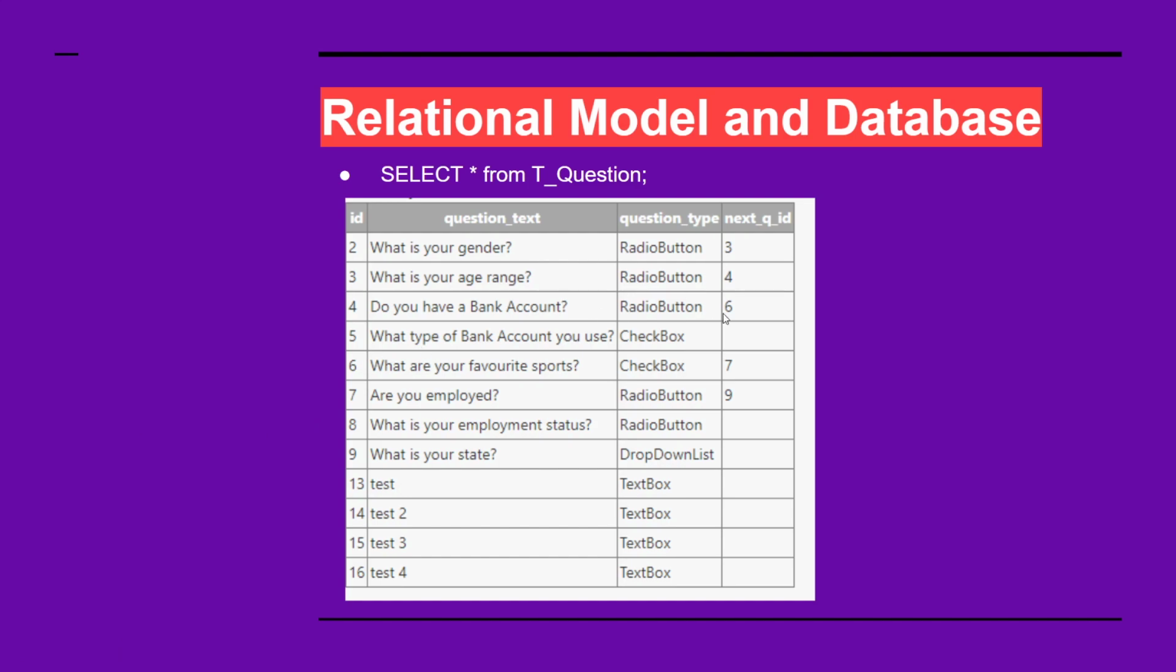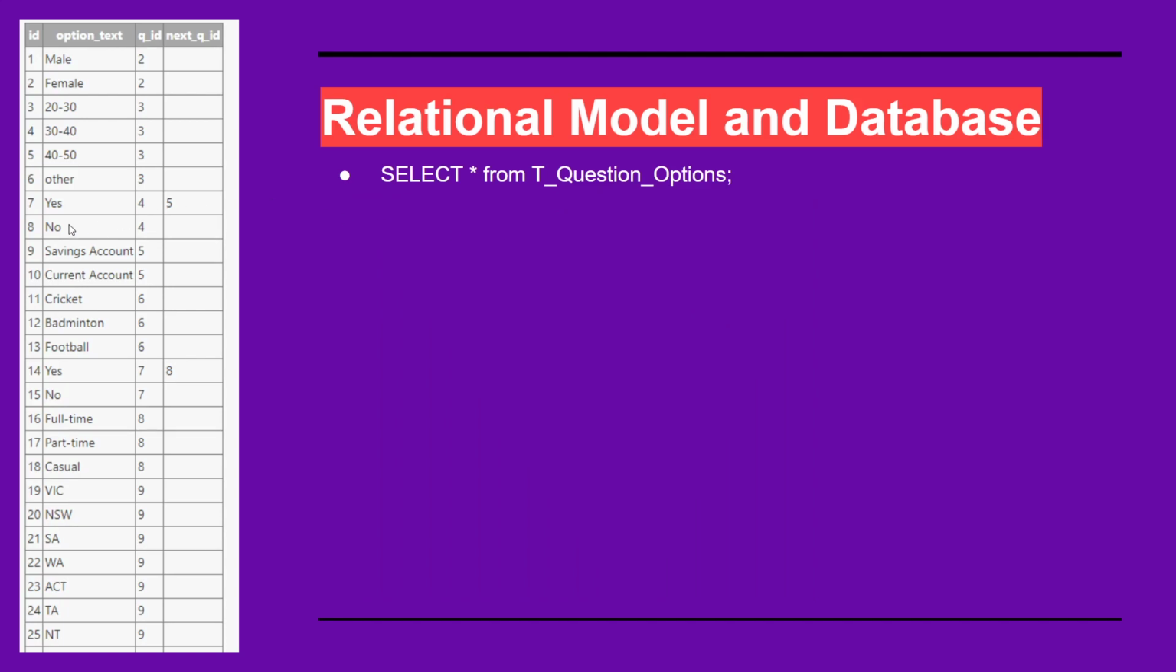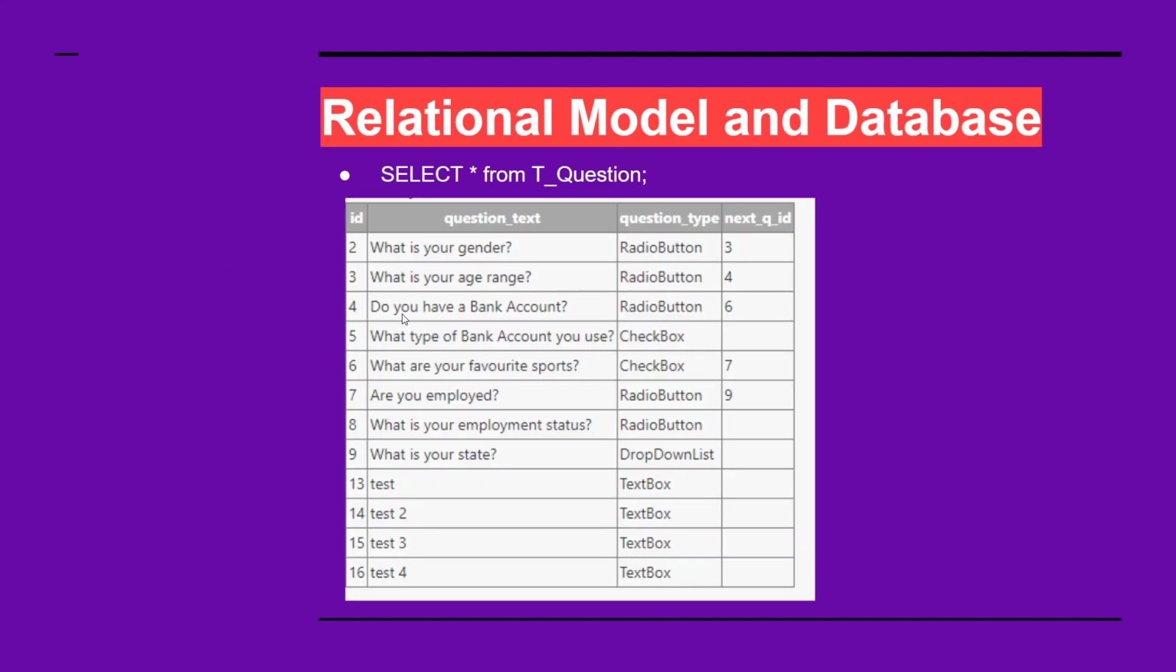But if the user selects no, then there's no special question. Based on the logic you are going to program, if they select no to do you have a bank account, you will go to question number 6, which is what are your favorite sports. If the user says no, you will program the system to load question number 6.